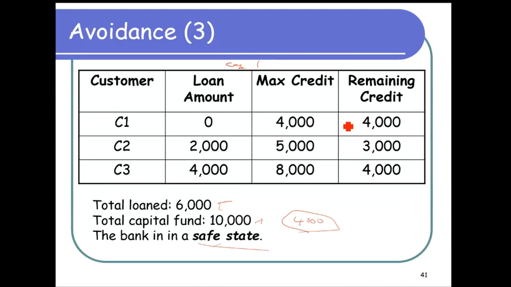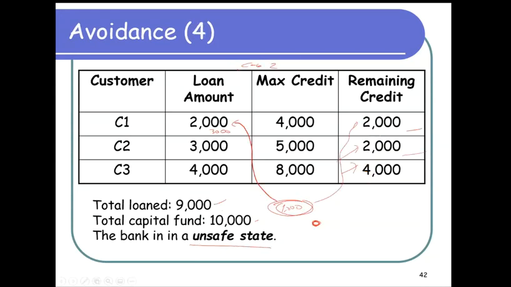I want to expand my business or something else. He wants to buy in bulk, so he needs 4,000. So he can satisfy C1. The bank can also satisfy C2 and C3, not all of it at one time, but at least one user. So 4,000. This is a safe state. Okay, 4,000 is equal to or more than the remaining credit.